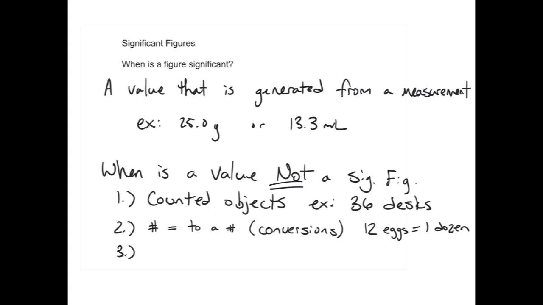And finally, the third case where a value is not significant is when it is a constant value, or a number that never changes. Examples of constant values are like atomic numbers that are pulled off of the periodic table, like the atomic number for carbon is 6. 6 is not a significant figure. The same is true for atomic masses. If a number is ever pulled off a table or a reference sheet, it is not considered a significant value because it wasn't measured. It's just always the way it is and it never changes.